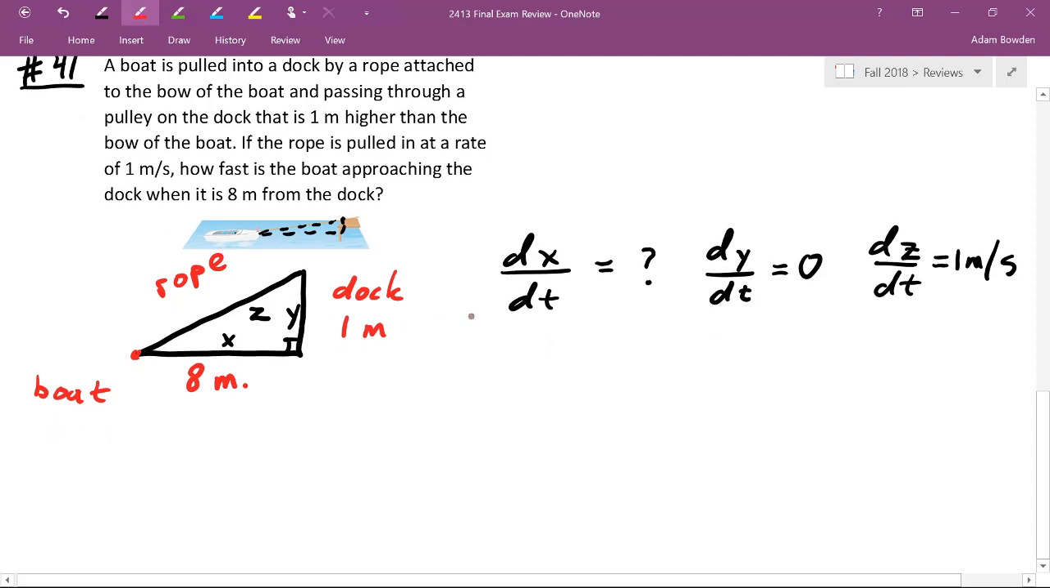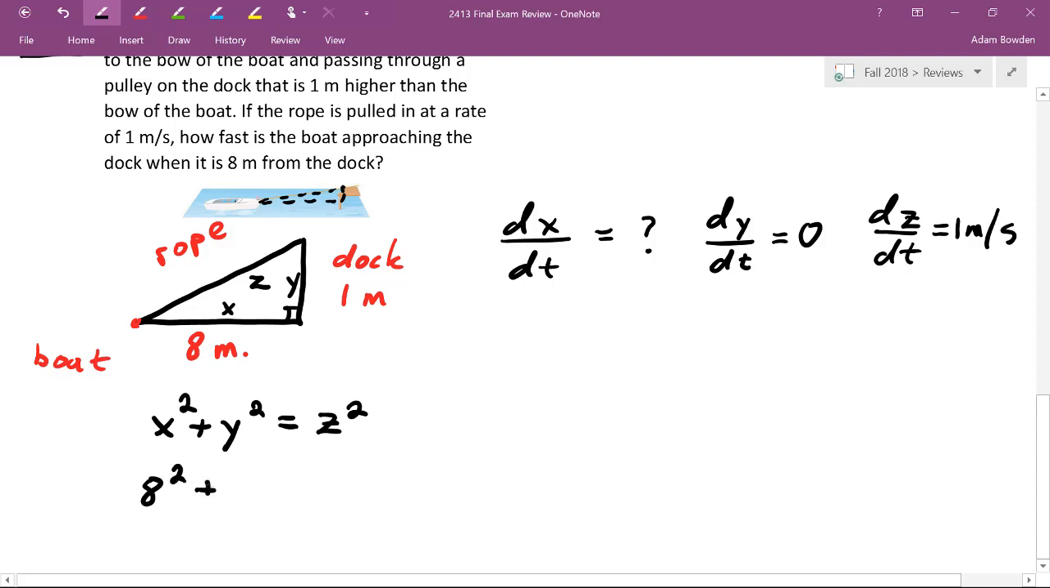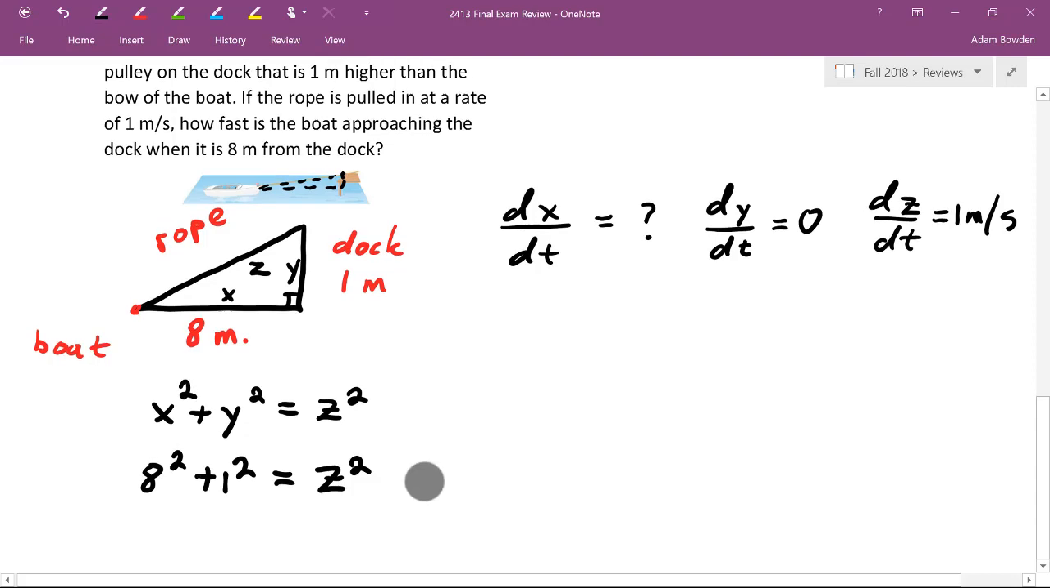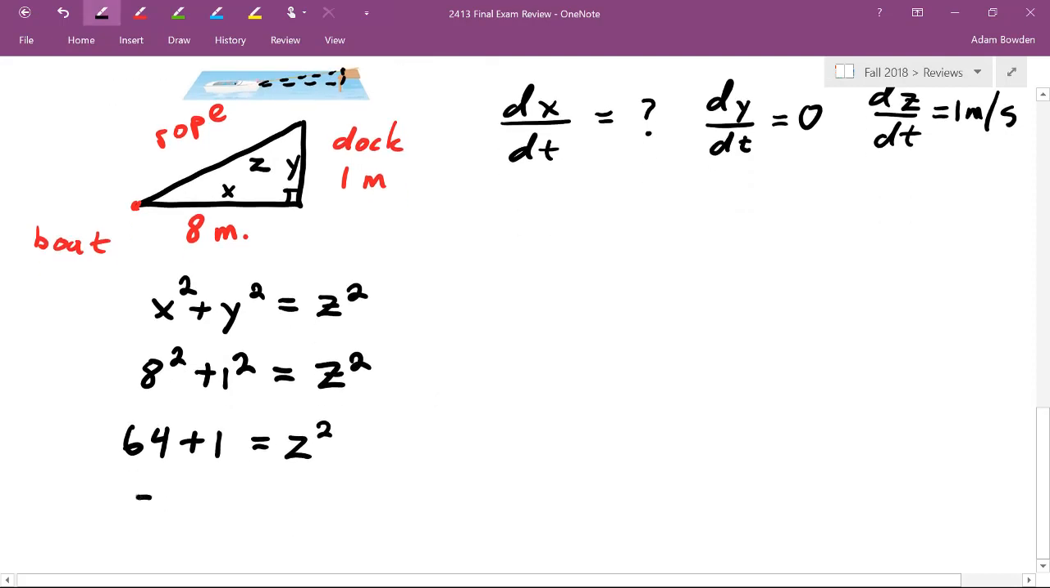Alright, so now we'll put this together. The first thing to do is use the Pythagorean theorem, x squared plus y squared equals z squared. So we have numbers for x and y, in this case 8 squared plus 1 squared equals z squared. We're going to go ahead and put those numbers in and solve for how long z is. So that would be 64 plus 1 equals z squared, or z squared is 65. z is the square root of 65.